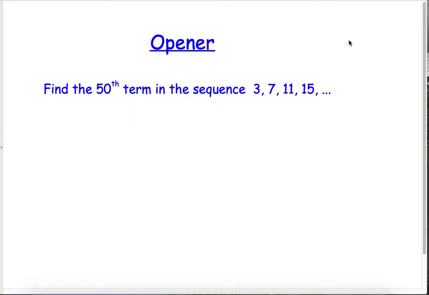So if you notice, what's the pattern to get from one term to the next? It's pretty obvious we're adding 4 each time. So one way a student could answer this question is just to grind it out. 3 plus 4 is 7, plus 4 is 11, plus 4 is 15, plus 4 is 19, plus 4 is 23, plus 4 is 27, plus 4 is 31. I'm exhausted. That doesn't seem like a good way, because I have to get to the 50th term.